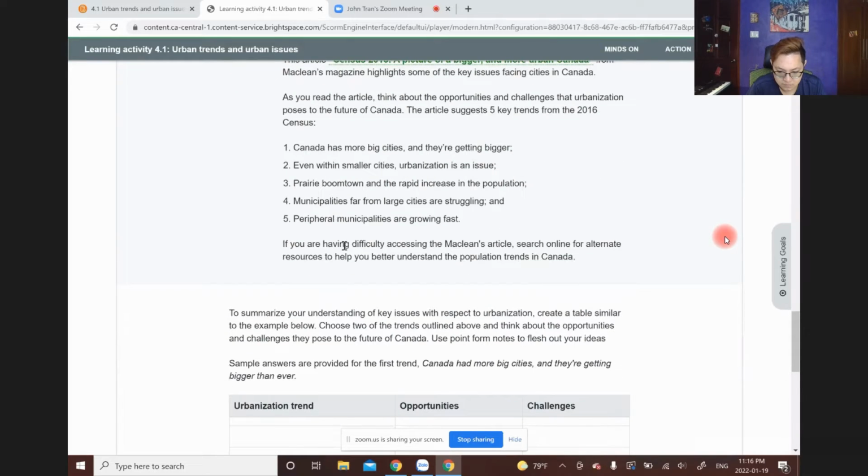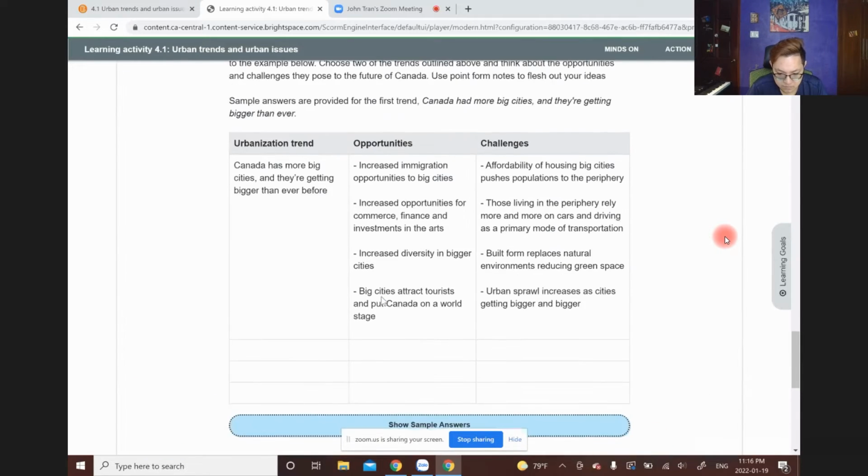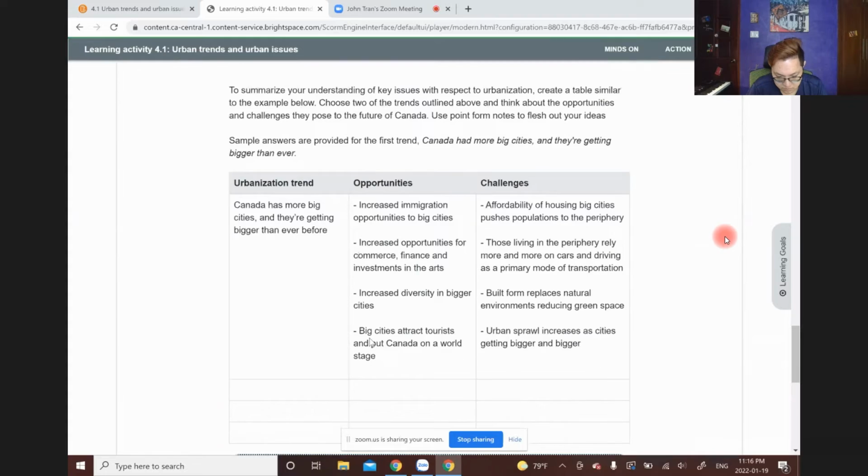If you're having difficulty accessing the main article, search online for alternative research to help you better understand the population trend in Canada. To summarize the understanding: urbanized trend, Canada has more big cities and they're getting bigger than ever before. Of course, opportunities and challenges. Increased migration opportunities to big cities.